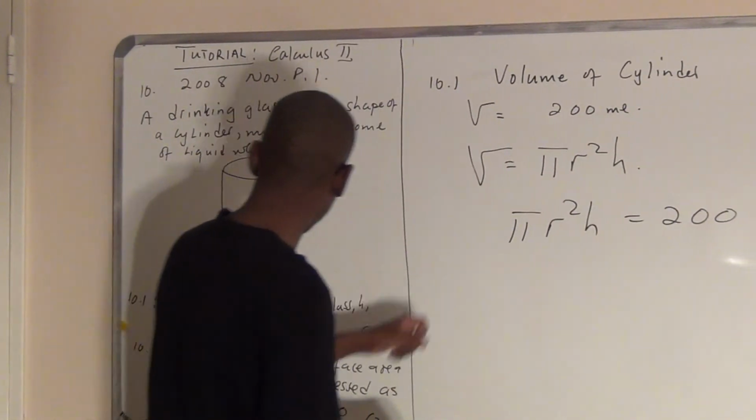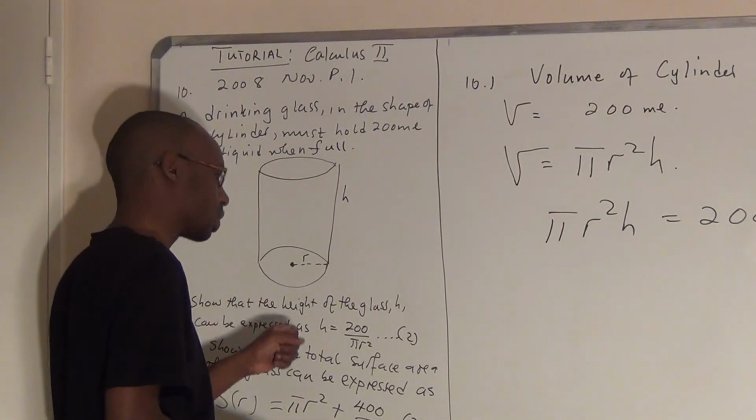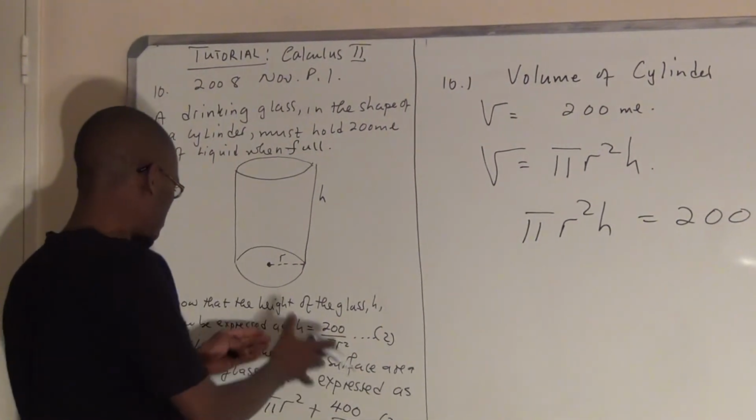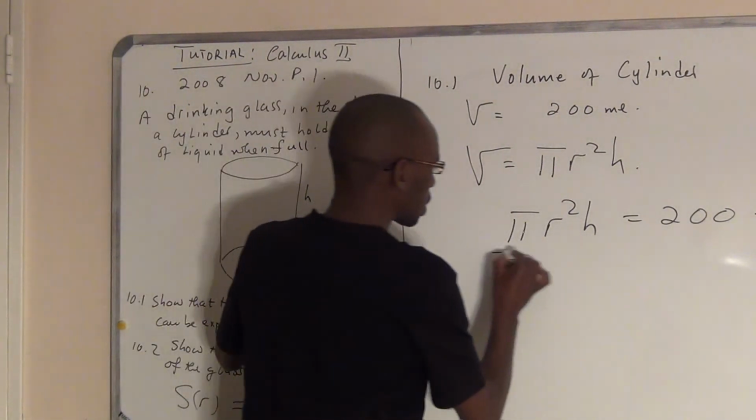We want to express h in terms of r, or rather want to have h as our subject, as required by the question. How do we make h our subject? Divide both sides by pi r squared.